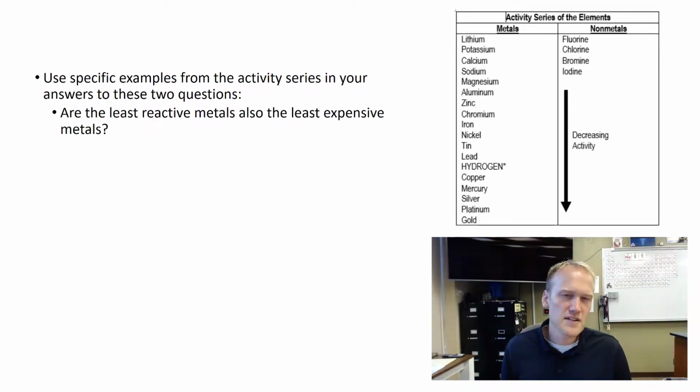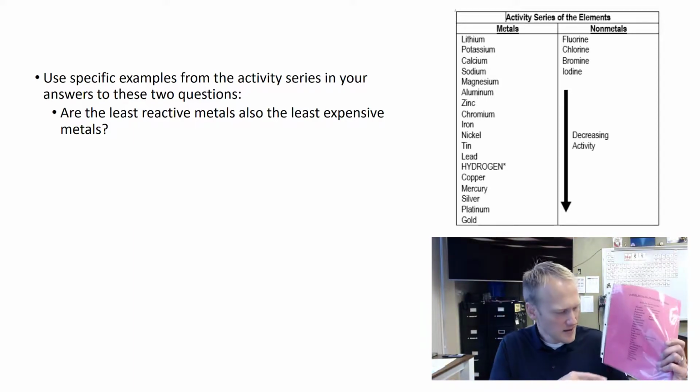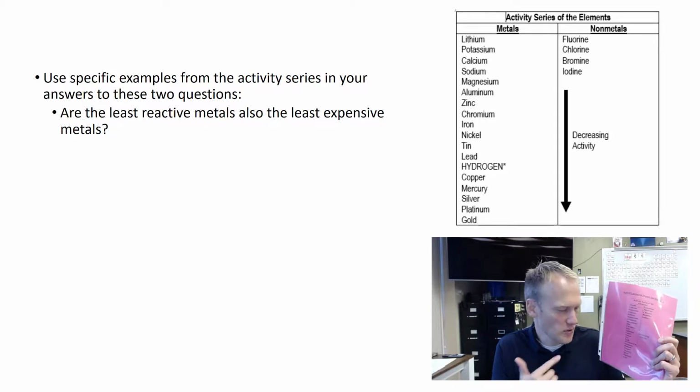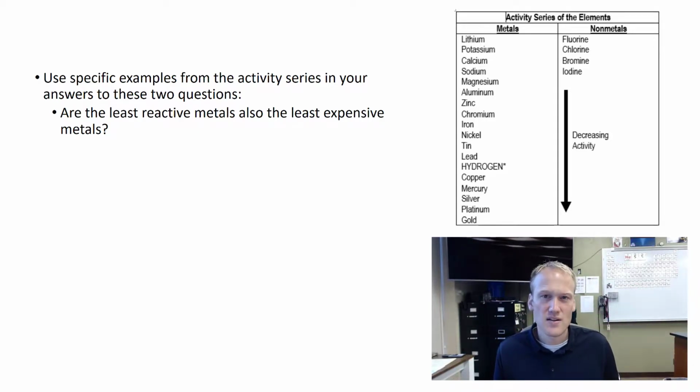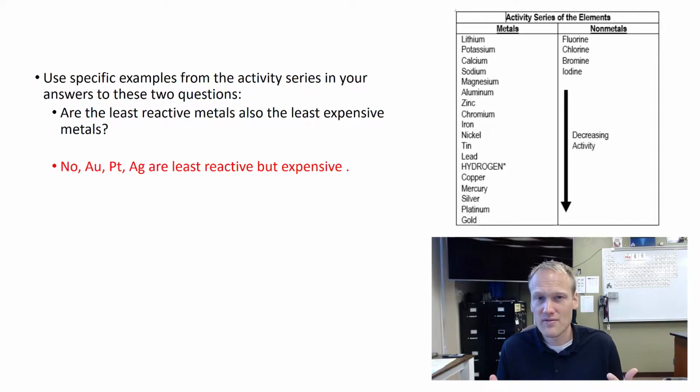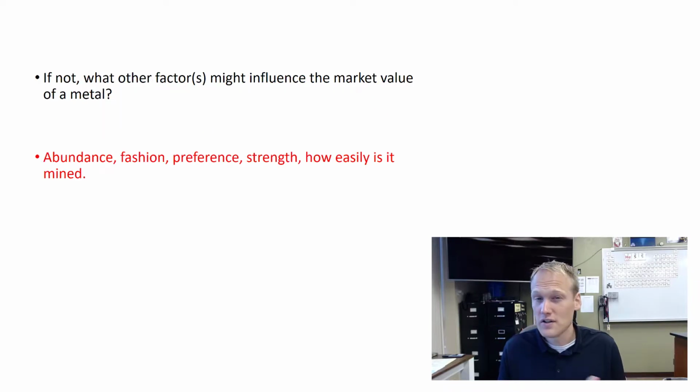Here's a question, are the least reactive metals the least expensive? And the answer to that is no. The least reactive metals down here at the bottom, silver, platinum, gold, are the most expensive. They're rare, but they're also sought after to make things like jewelry. It's much easier to wear a piece of jewelry if it's not reacting to the oxygen and the water in the atmosphere, which is why we use things like gold, platinum, silver, copper, unreactive things for those kinds of materials. Other factors that could be involved in why these things are expensive are how abundant they are, how desirable they are, their strength, and how easily it is to get them out of the ground.